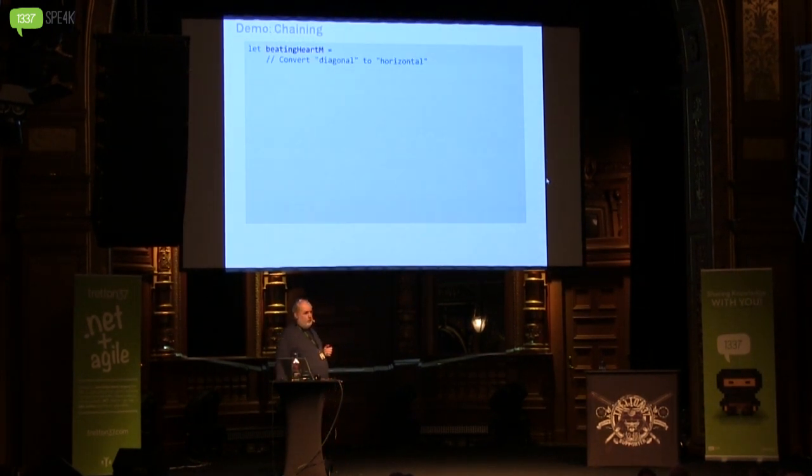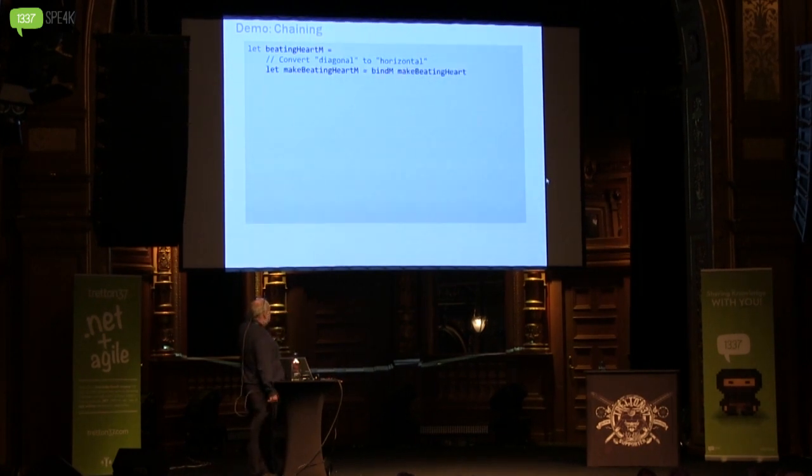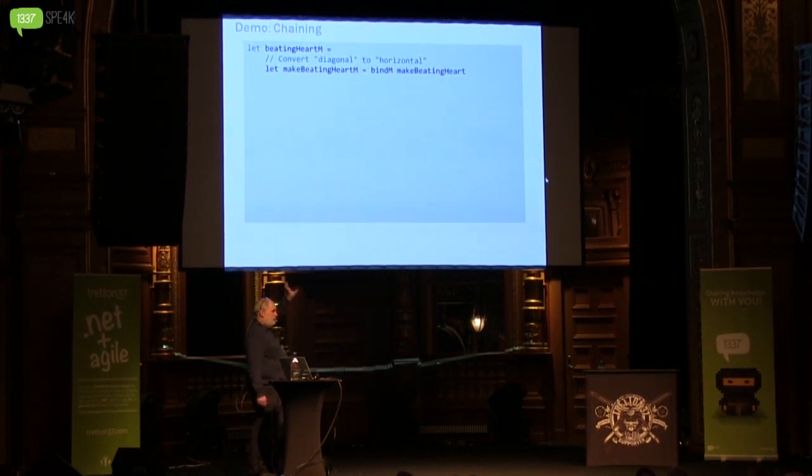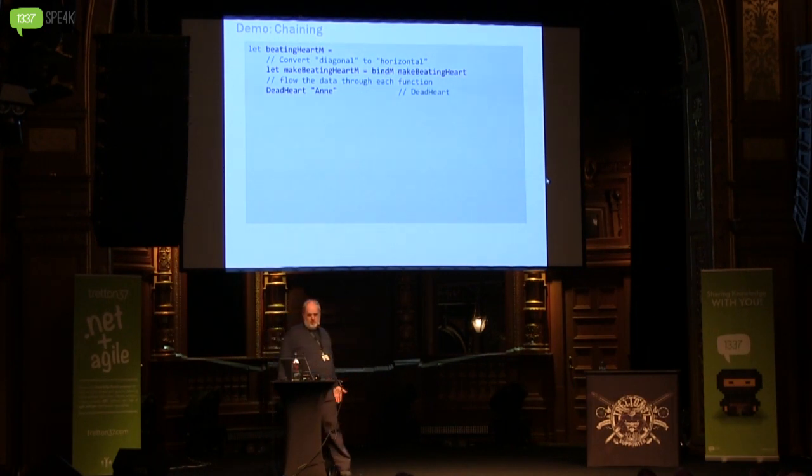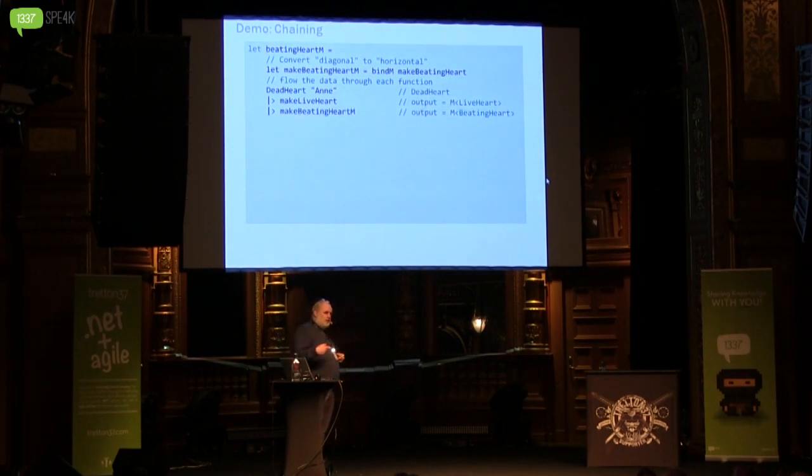So here we go. First of all, we're going to convert our diagonal function to our horizontal function. And we'll use that bind M. There's the bind M of the original version. And now here we have the horizontal version. And then what we can do is flow the data through the entire chain of functions. So we start off with the dead heart, right? And then we're going to turn it into a live heart. And after we've done that, the output of this step will be an M of a live heart, right? And then now we can take that and feed it into the next step, which is the beating heart. So the output of this step is now an M of a beating heart. So we've now successfully managed to chain these two functions together.